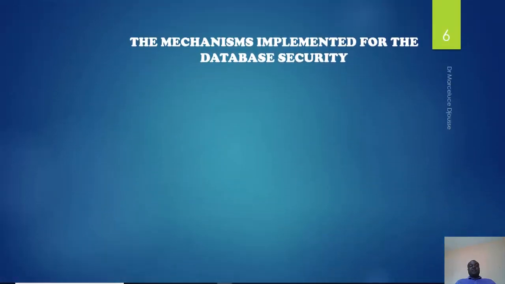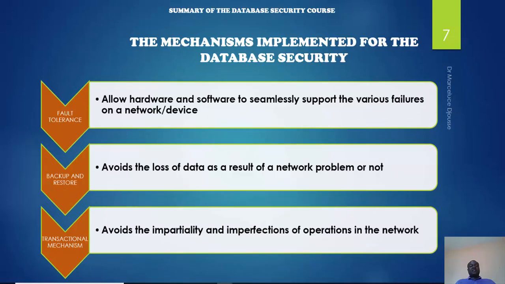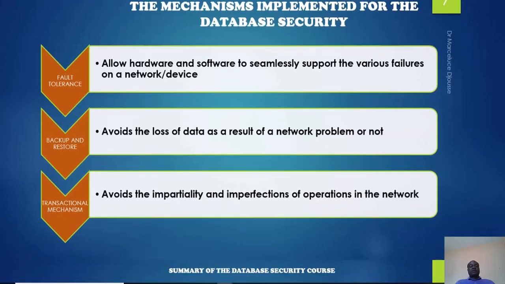Now, the mechanisms implemented for database security. Among those mechanisms, we have the authentication, the process of verifying the identity of the user for access to a service. The rights and privileges assigned to a user limit access to services. The log and trace record user activity on the service. And we have the fault tolerance that we talked about, which allows hardware and software to seamlessly support the various failures on the network devices. The backup and restore avoids loss of data as a result of network problems or not. The transactional mechanism avoids partial and imperfect operations in the network.